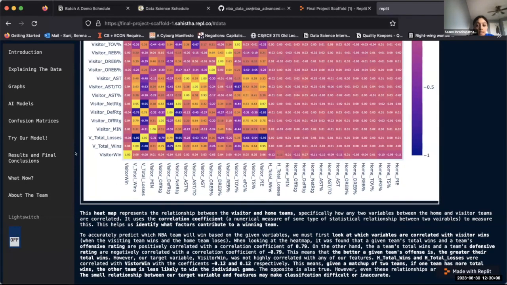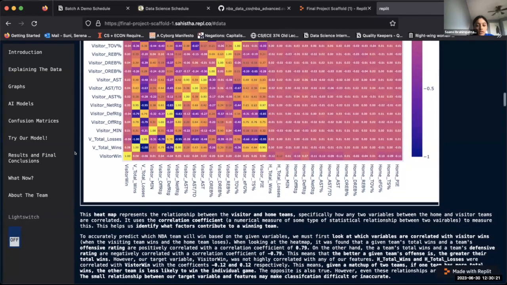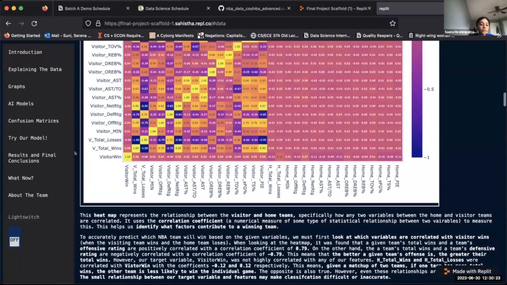This means given a matchup of two teams, if one team has more total wins, the other team is less likely to win an individual game. The opposite is also true. However, even these relationships are relatively small. The small relationship between our target variable and features make our classification a little hard to distinguish and give an actual accurate prediction.